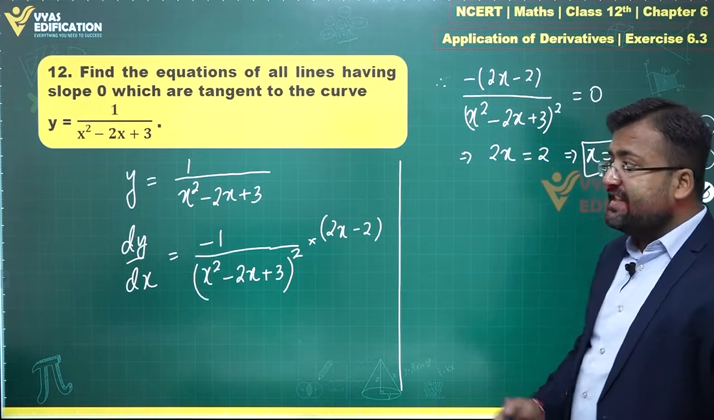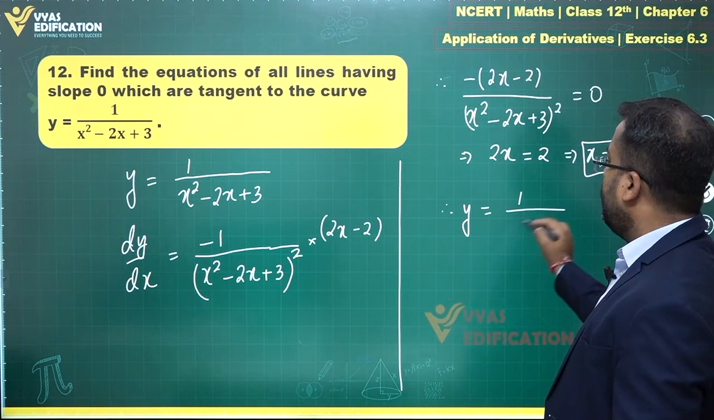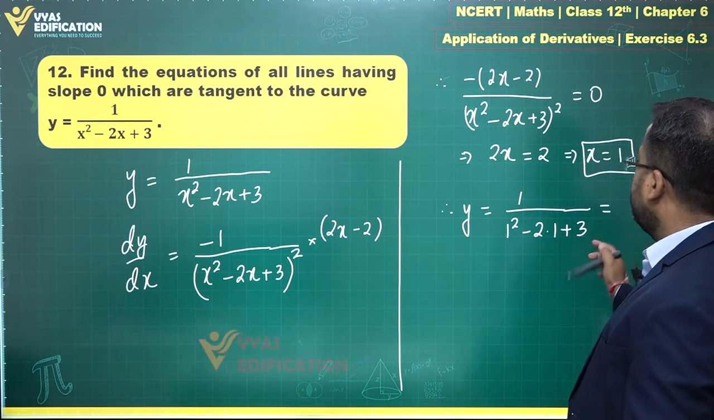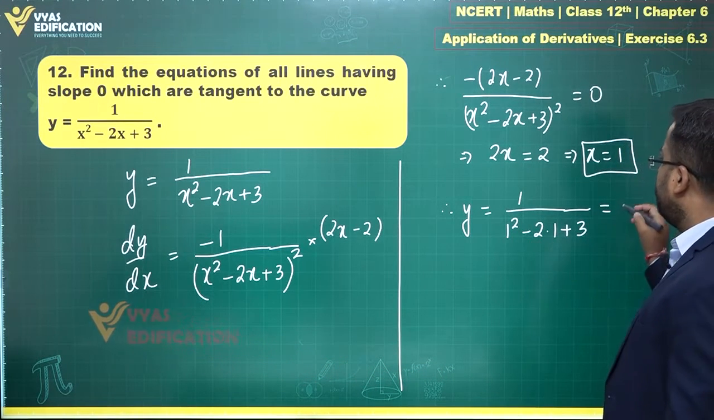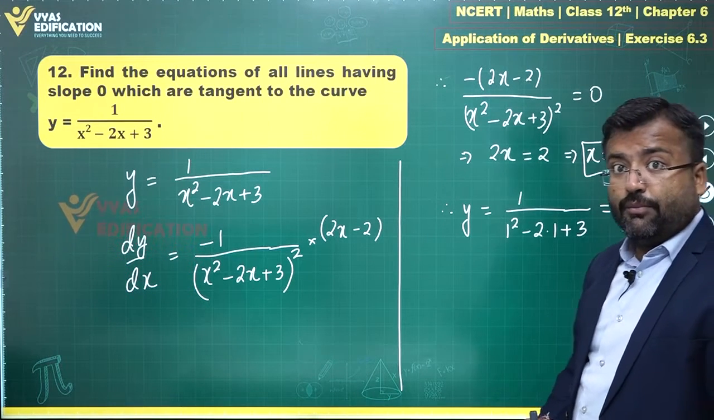I can get the point easily. x equal to 1 implies y equals 1 over 1 square minus 2 times 1 plus 3. What is that? 3 minus 2 is 1, plus 1 is 2. This is 1 upon 2. The value of y comes out to be 1 upon 2.